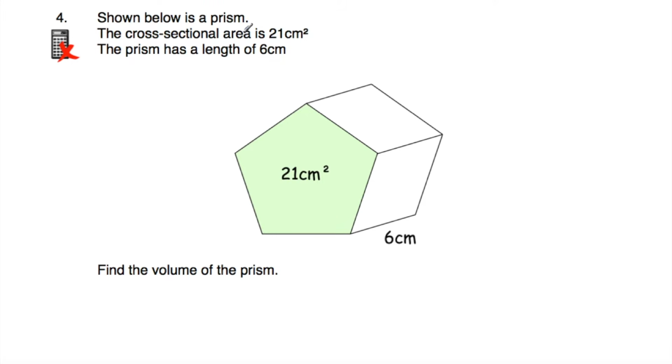And it says the cross-sectional area is 21 centimeters squared. So it's quite nice. It's told us the area of this cross section, the area of this green region, to be 21 centimeters squared. And then we're told the prism has got a length of 6 centimeters. I've been asked to find the volume of the prism.